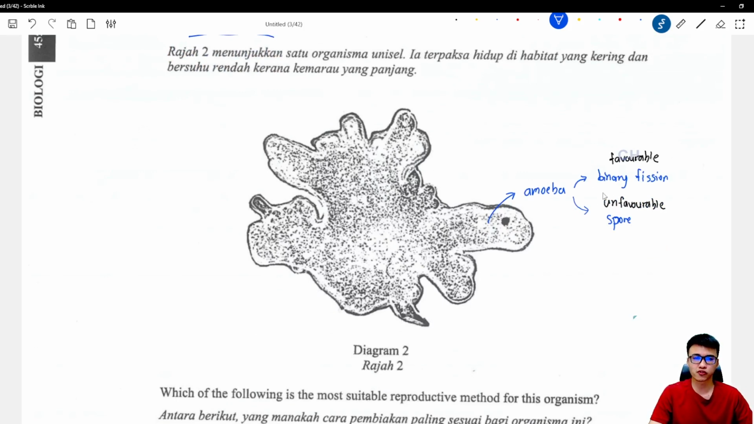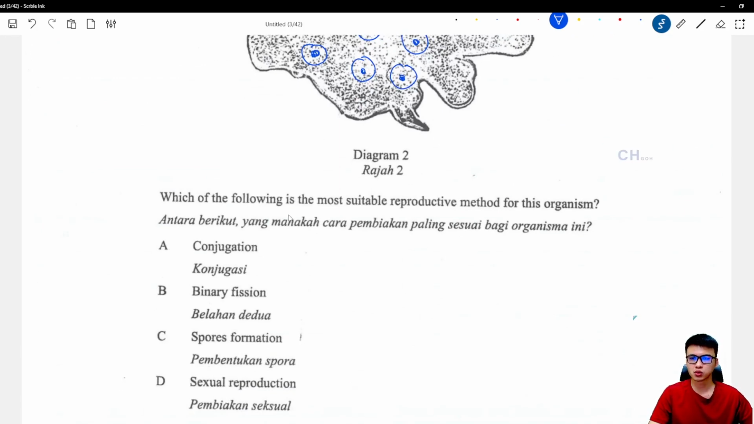How are they going to form the spore? They are going to form the spore inside the body of the amoeba. The amoeba will wait for the right time to release the spore. Once the environment turns from unfavorable to favorable, they will start to release the spore into the environment. So this is the way they reproduce when the environment is unfavorable. By looking at these questions, the answer here should be C, spore formation.